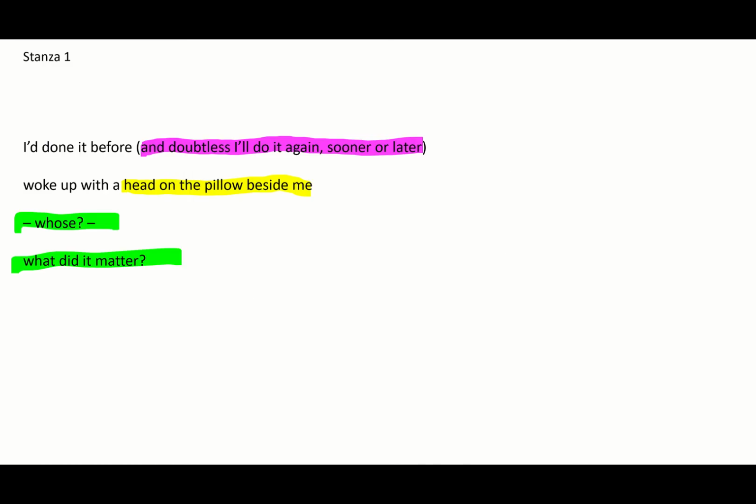So let's get into this analysis. Stanza 1. I'd done it before, and doubtless I'll do it again sooner or later. Woke up with a head on the pillow beside me. Whose? What did it matter?